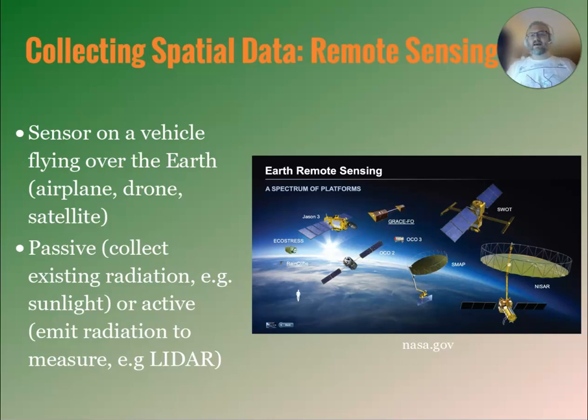So in either case, we are remotely sensing. We're looking from a distance away at what's going on on the Earth, and we collect that information, and we know where our vehicle was as it passed over, so we can attach that spatial information to the data that has been collected.